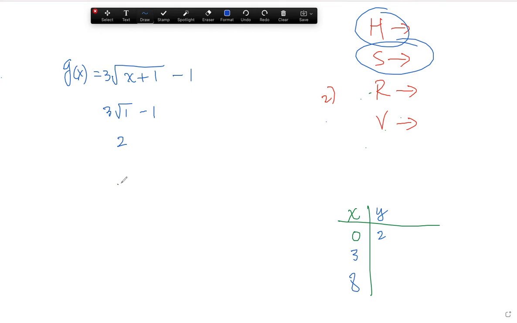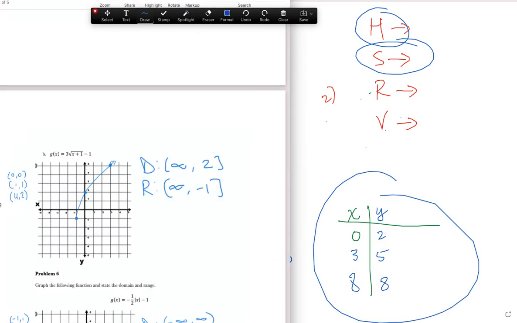Sorry. Yeah, so 3 times square root of 3 plus 1 is 4, minus 1. So that's going to say 3 times 2, square root of 4 is 6, minus 1, which is 5. So 3, 5. And then the last one is exactly as you did, 8. That'd give you 3 times square root of 9 minus 1. That's 3 times 3, which is 9. So that's 9 minus 1, which is 8. So 8 would go to 8. So you just plot these, and that's good enough.